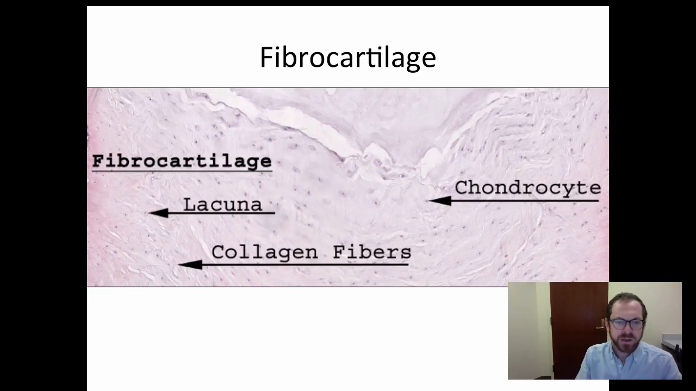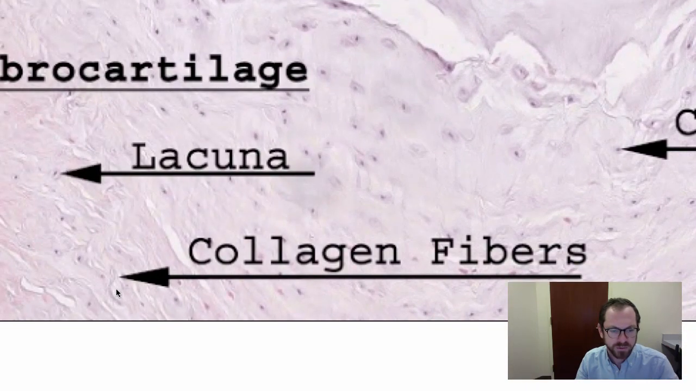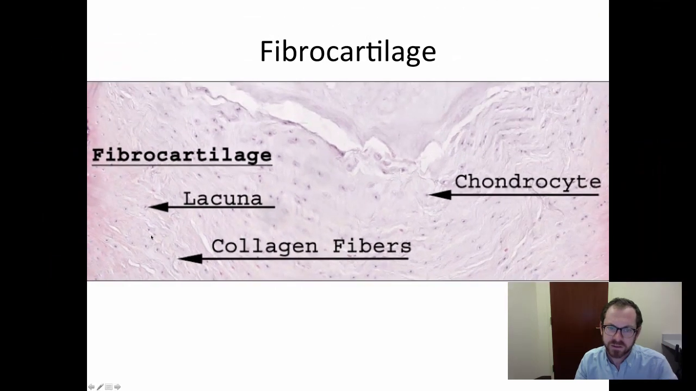The next cartilage we have is fibrocartilage. This is cartilage that you'll find typically at your intervertebral discs, so in between vertebrae. And we're showing our chondrocytes here. This cartilage will have chondrocytes as well. However, compared to our hyaline cartilage, we see much more collagen fibers here, and that gives it kind of this wavy appearance that we see here.